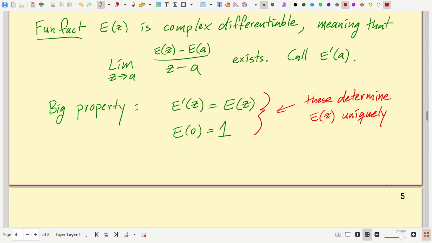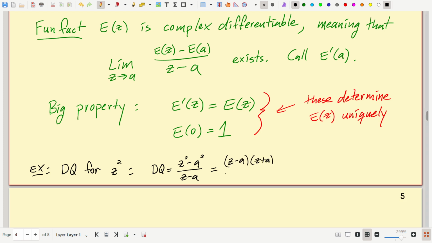I guess an example I should show you, the difference quotient for z squared, for example. That would look just like freshman calculus. That would be z squared minus a squared over z minus a, and you can factor that top to be z minus a times z plus a, and the z minus a's cancel, and you realize, just like in freshman calculus, as z tends to a as a complex number, that tends to 2a as z tends to a.